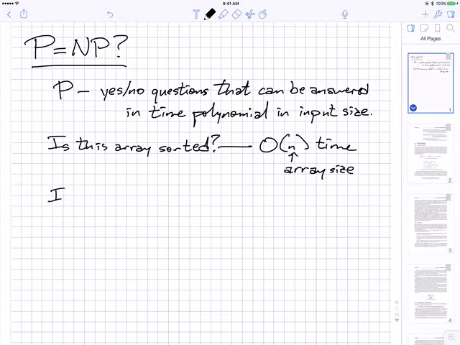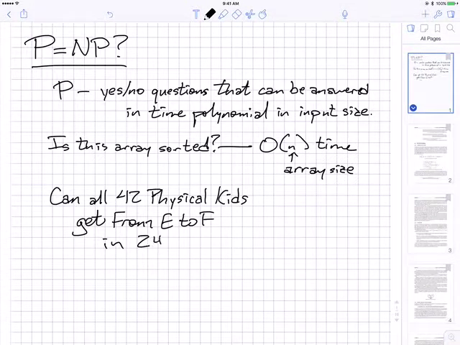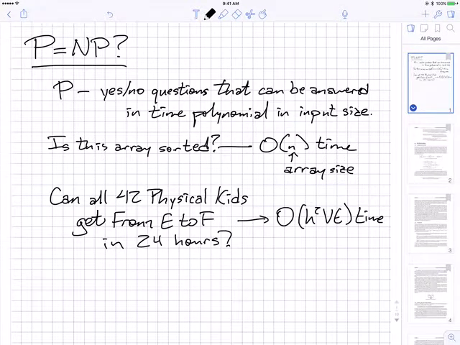Another question might be, can all 42 physical kids get from Earth to Fillory in 24 hours? This question can be solved in time... This is from the solution to the midterm question.